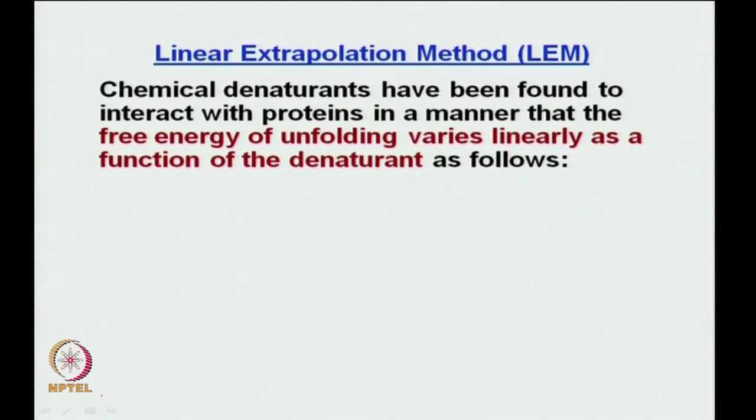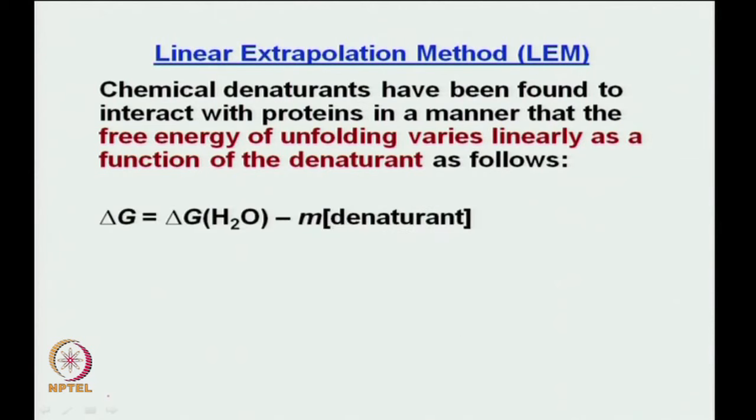That means, if we are looking at delta G, what was the delta G? That was delta G D-N, remember. If you are looking at that free energy of unfolding, this statement says that it has a linear variation with the concentration of the denaturant, which means I can write down something like this: delta G, which is essentially delta G D-N or delta G unfolding, is equal to delta G H2O minus m times the concentration of denaturant. So this is a linear variation where m is the slope.